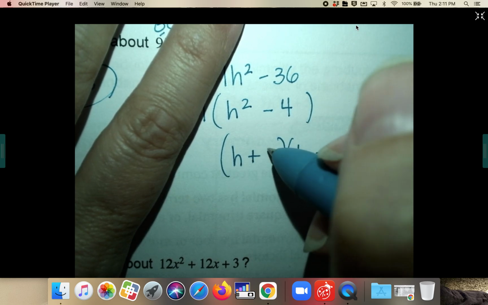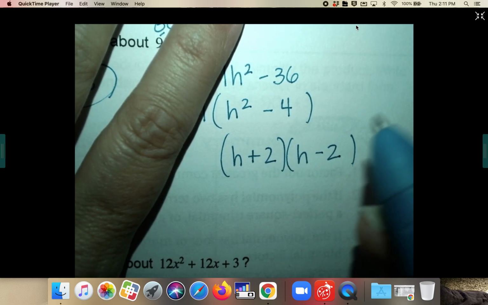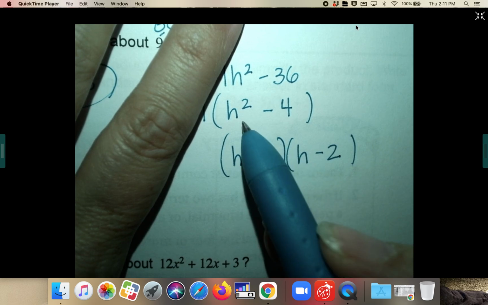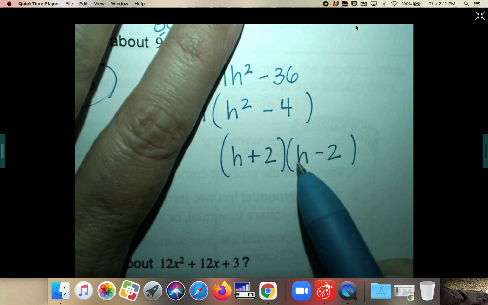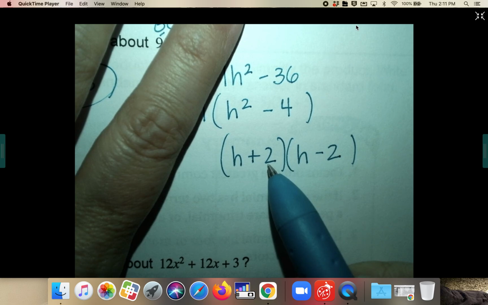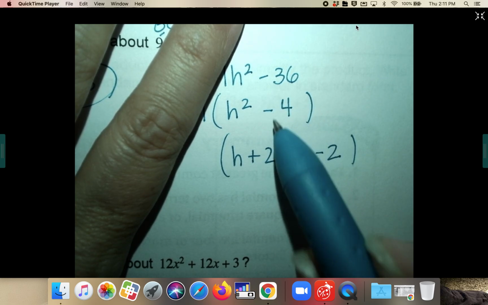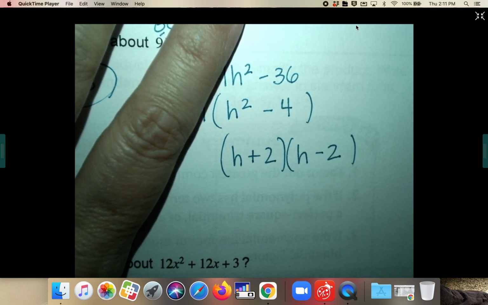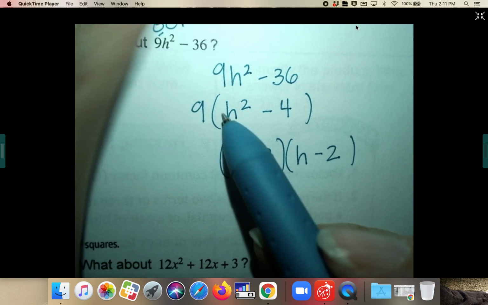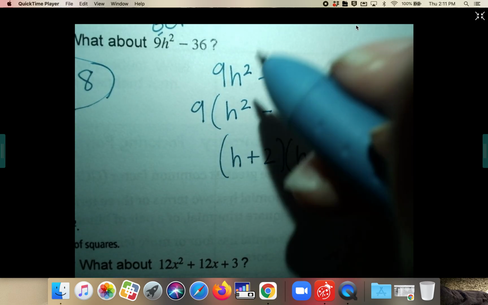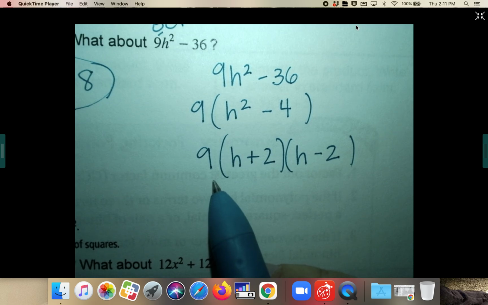The square root of 4 is 2. So the h's are still there, squared. The outsides and the insides are opposites that would drop out, and the lasts are 2 times negative 2, which is negative 4. So this is the most simplified. Oh, I got to uncover my finger and actually see that 9 is there too. 9 has to be part of your answer.